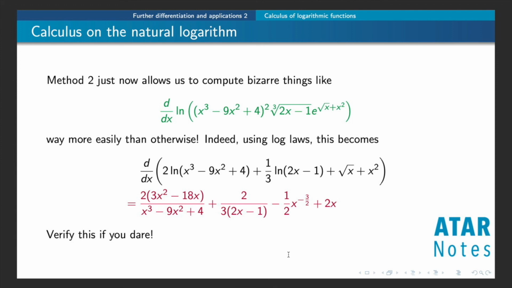I'll just make a remark that you probably won't get questions this stupid in an exam, but because you can use log laws, just for something really creative, I can show you that if you have something very, very messy inside a logarithm, you can actually compute its derivative much more easily, so long as you use log laws.